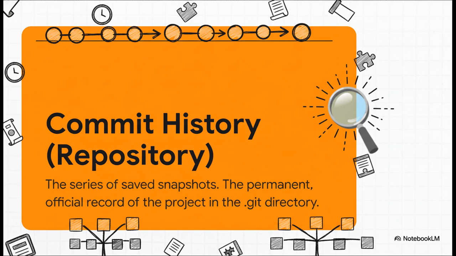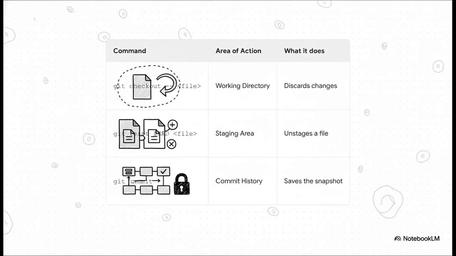This is the big one. This is the official permanent record book of your project. When you finally type git commit, you take that perfect snapshot you built in the staging area and you save it forever as part of the project's story. So this really breaks it down. You've got these 3 areas, and each one has its own simple undo command.